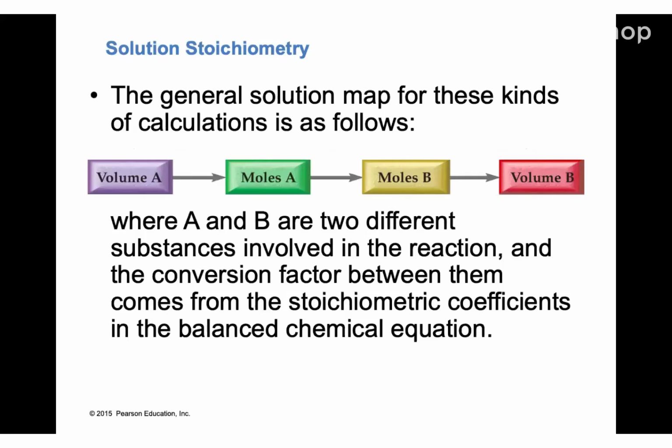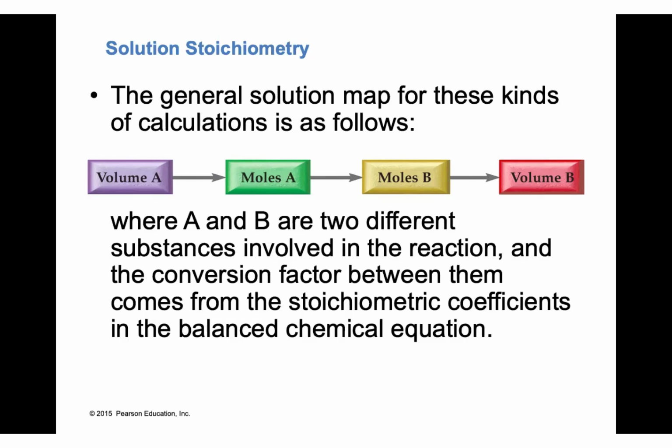Let's go to the solution stoichiometry. Like all of what we learned in the solids, we had mole stoichiometry. In gases, we had gas stoichiometry. Of course, in the solutions, we have solution stoichiometry. What do we need in solution stoichiometry, guys?